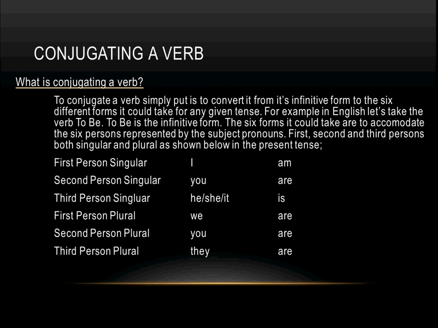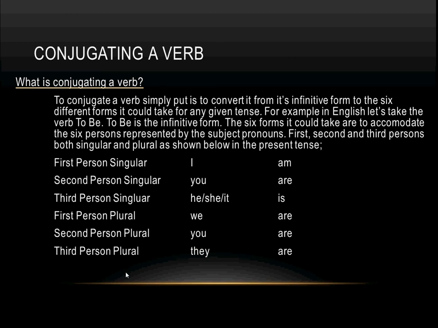The 6 forms it could take are to accommodate the 6 persons represented by the subject pronouns, first, second, and third person, both singular and plural, as shown below in the present tense. You'll remember we talked about the singular pronouns, first, second, and third person, and the plural pronouns, first, second, and third person. This equals a list of 6 potential persons for each tense. Tenses meaning the present tense, the future tense, the past tense.